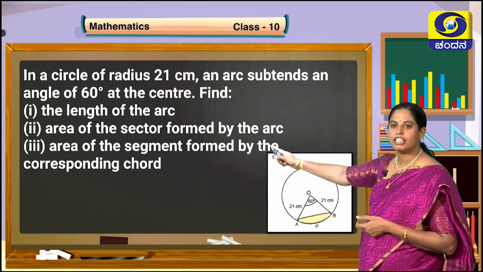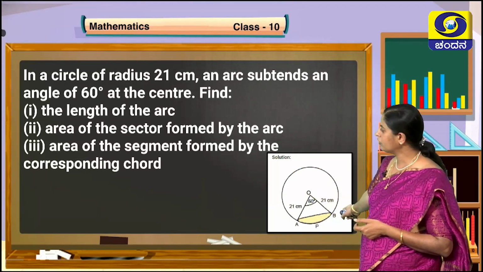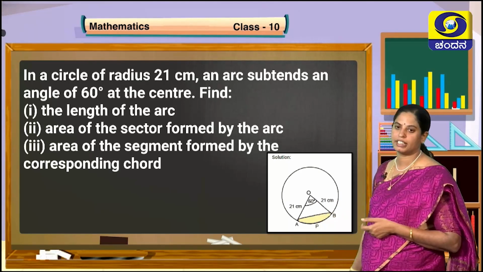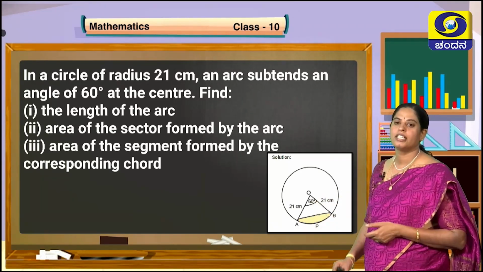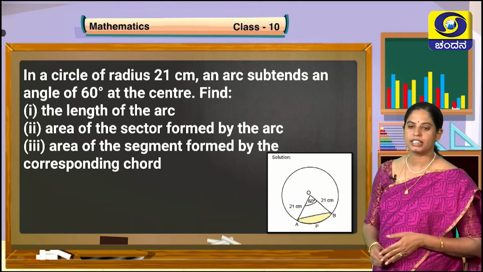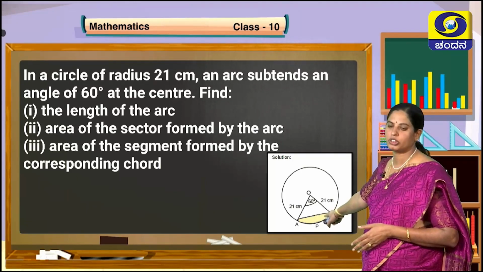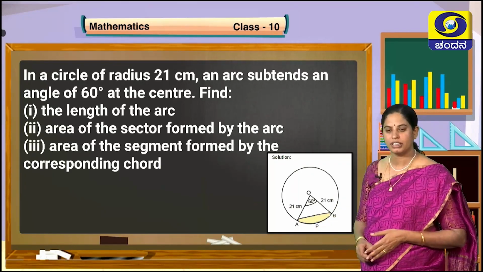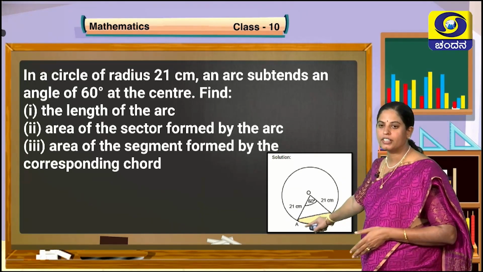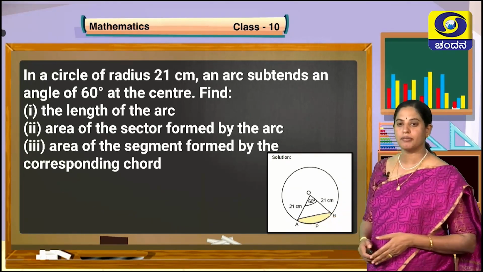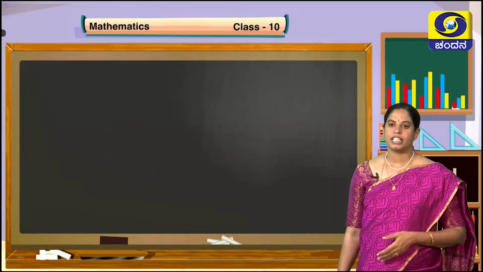Here is the figure related to this question. See, observe, this 21 is the radius of the circle and this 60 degree is the angle subtended in the sector. We have to find the area of the sector, the area of this shaded portion. What do we call that shaded portion? Yes, it is segment. And also we have to find the length of the arc, that is APB. Okay. So first let us find the length of the arc.